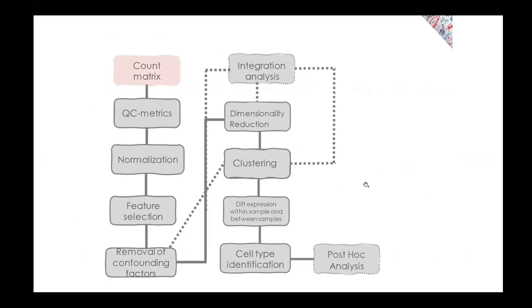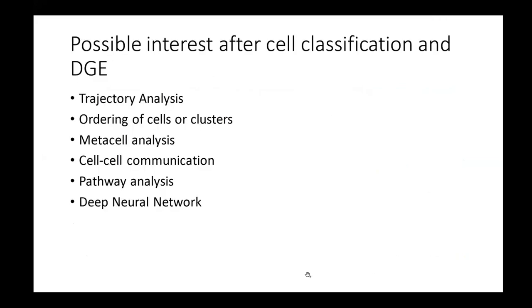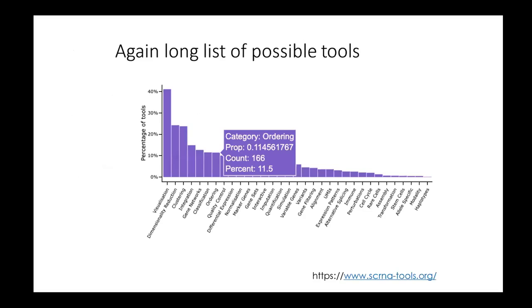Perfect. So what we will be looking at, as I said, is some analysis that you can do after cell type identification. The possible tools that you could be using are trajectory analysis or ordering of the cells. You could use meta-cells or cell-cell communication, or go to some more in-depth method like deep neural networks. As of today, there are 166 single-cell RNA-seq tools, and we will not be looking at all of them.